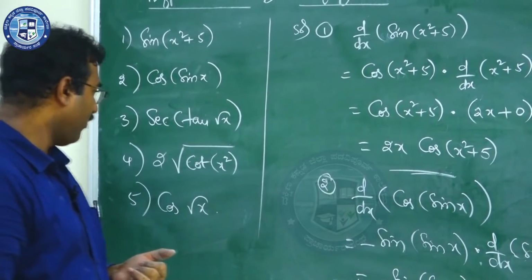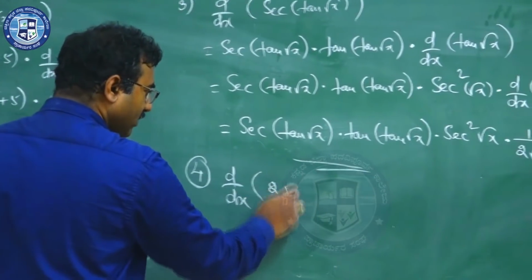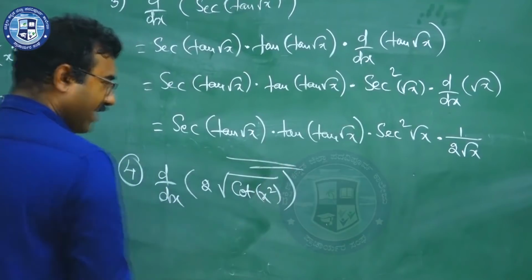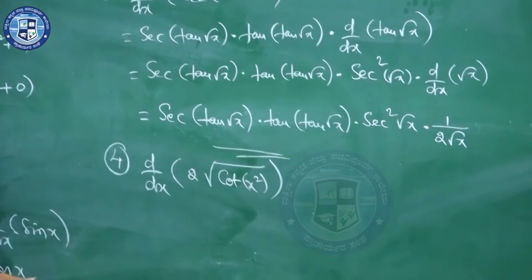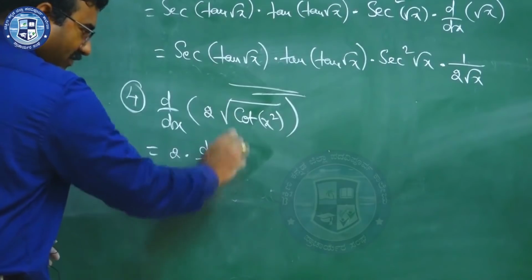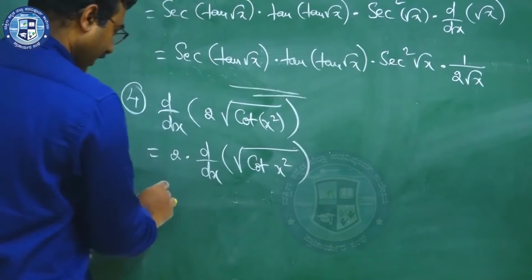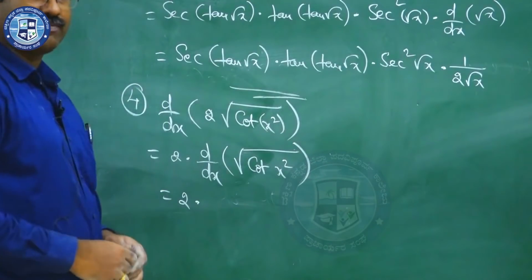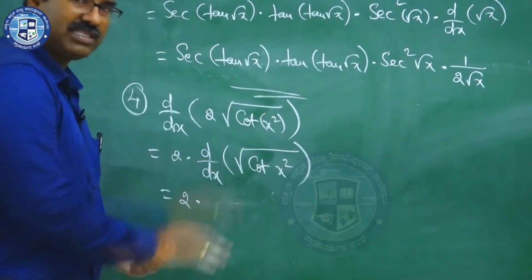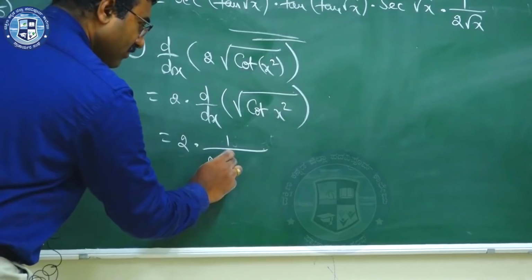See that problem number 4. D by dx of 2 times of square root of cot x square. Okay. So, the derivative of this function. 2 is a constant, you can write outside. So, 2 times of d by dx of square root of cot x square. Okay. So, we all know that d by dx of root x formula is 1 by 2 root x, right. Whatever is present inside, you assume like x, you just feel like x it is. And d by dx of root x is 1 by 2 root x.